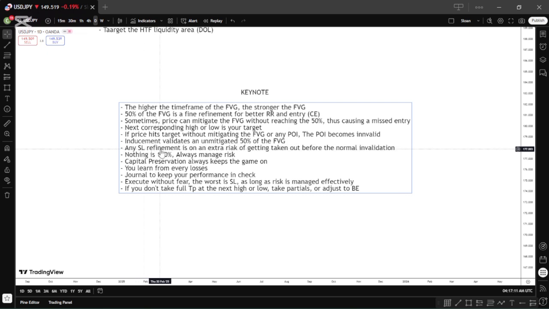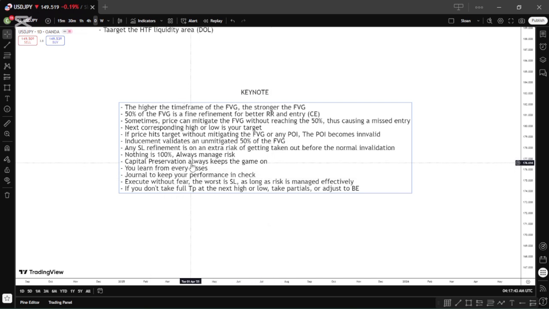Any stop loss refinement is an extra risk of getting taken out before the normal invalidation. I believe you already know this. When you refine your stop loss, maybe on a lower time frame, meanwhile you took your entry from a higher time frame, eventually you might be stopped out before the market moves. Nothing is 100%. Always manage risk. Truth be told, nothing is 100%. Even if the strategy has a high probability of playing out, it is not guaranteed that this is what's going to happen.